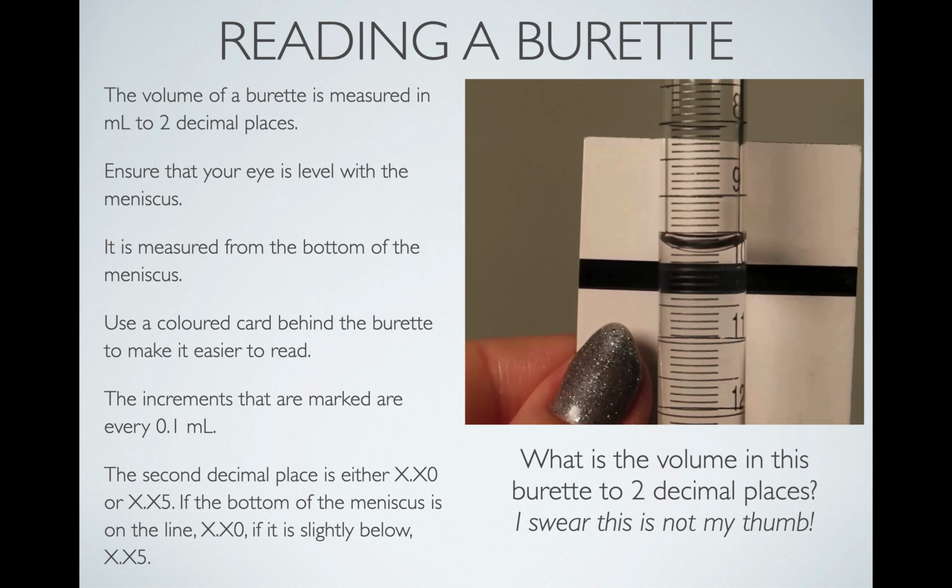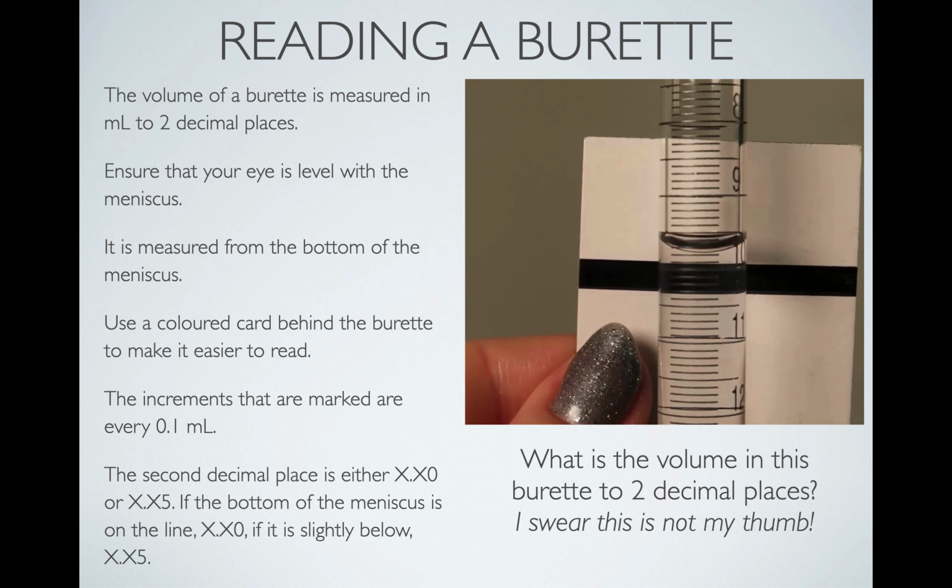Okay? If you're having trouble seeing through there, if there's stuff behind the burette where you can't read it too well, what you can do is put a white card behind there, or a different colour, so that it's a bit easier to read. And you can also sometimes get burettes where they have printed white behind there, and they sometimes make it easier to see too.